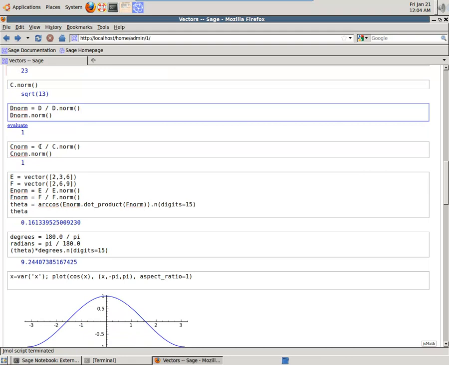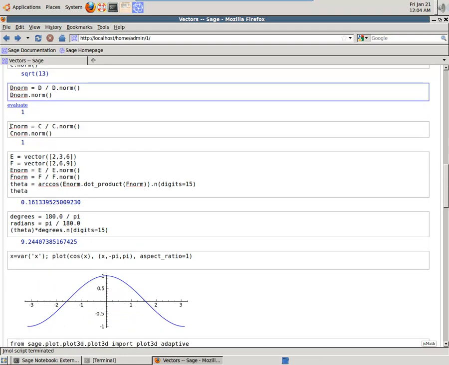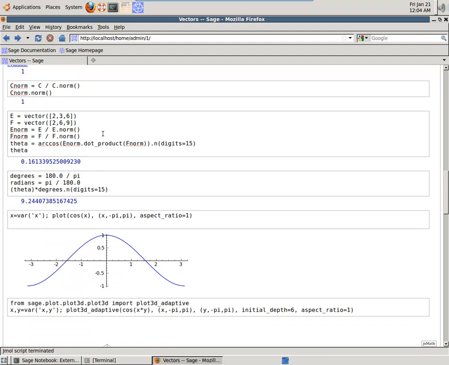Okay. So that evaluates. We did the same thing for our C norm here, normalized C vector. It equals C divided by C dot norm, which is of course the magnitude. So our C vector divided by the magnitude of C. And now I do the magnitude of the normalized C vector, and it gives me 1, just as it should.